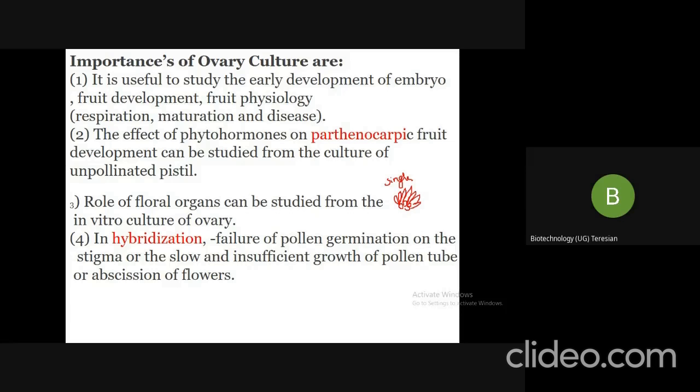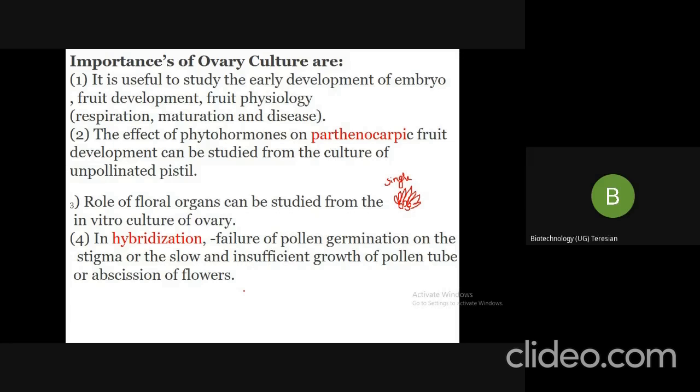So this hybridization is one of the oldest methods. It is one of the conventional or traditional methods wherein the plant breeders face many problems, such as the failure of pollen germination on the stigma, or the slow and inefficient growth of the pollen tube, or the abscission of the flowers, that is, the flowers fall off. So many problems they face during hybridization because of the incompatibility between two different plants which are from two different species or two different genera.